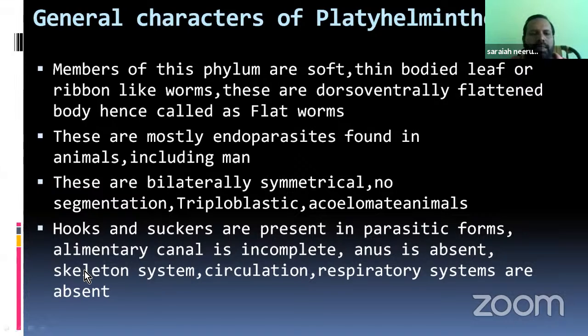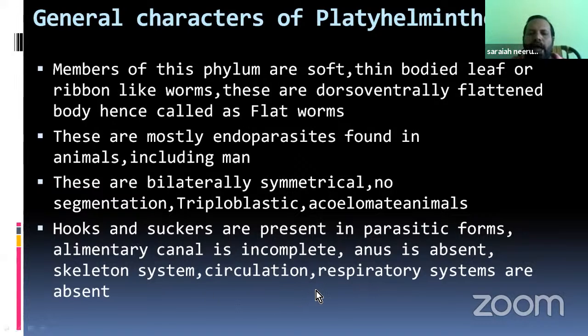Anus is absent. Skeletal, circulatory and respiratory systems are absent. In flatworms the body is soft and ribbon-like. That's why there is no special skeletal system, circulatory system or respiratory system. No special external respiratory organs like lungs, and no circulation or heart. There is no developed organ system, so the skeletal, circulatory and respiratory systems are wanting.